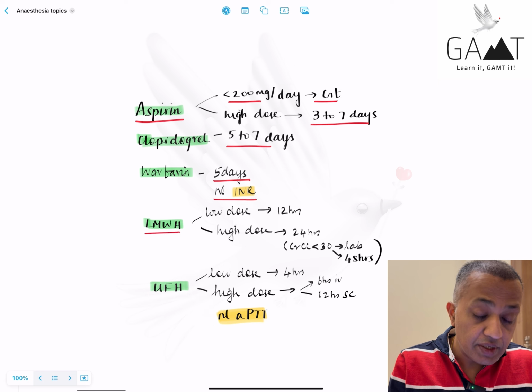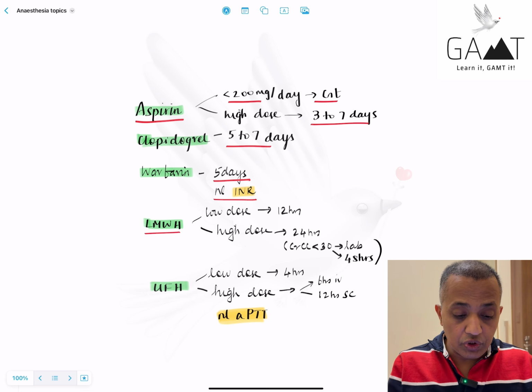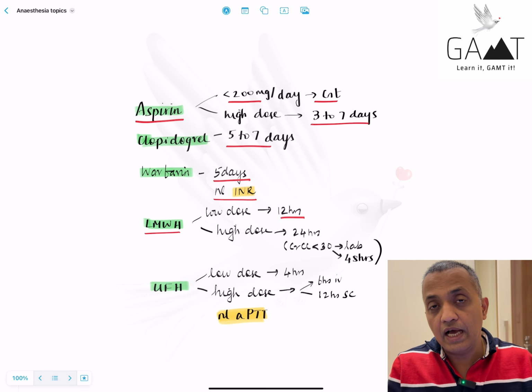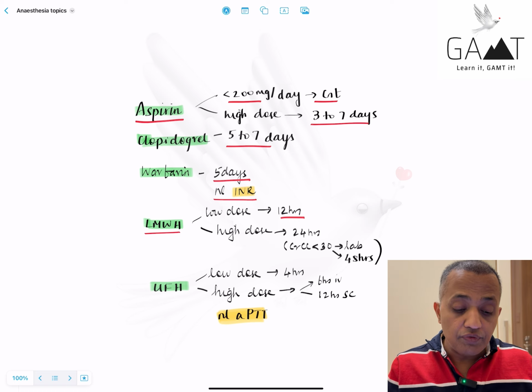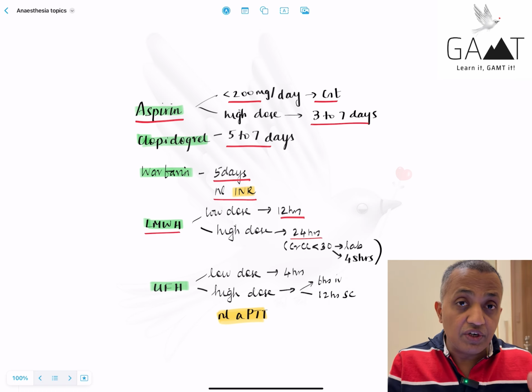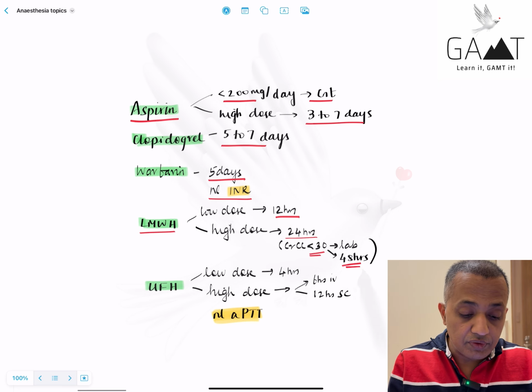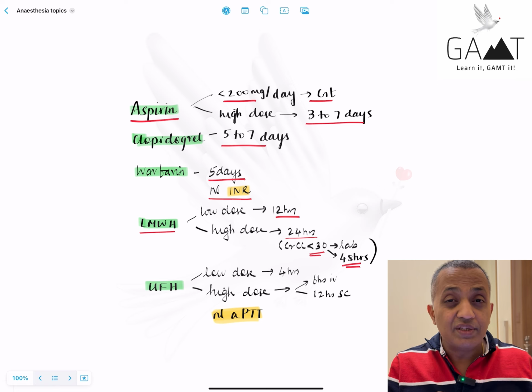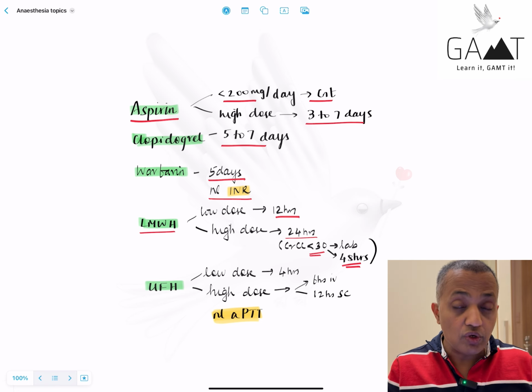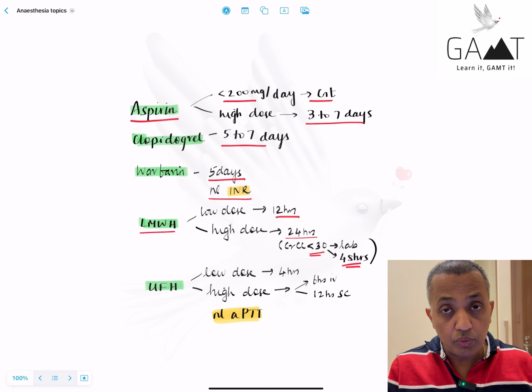Low molecular weight heparin: if they are on a prophylactic dose, which is low dose, you need to wait for 12 hours from the last dose to do neuraxial nerve blocks. If you're using a high, therapeutic dose, you need to wait for 24 hours. If the creatinine clearance is below 30, remember this 30 is going to come back again later, you need to wait for 48 hours, almost double the time. So when the creatinine clearance is very much impaired, especially with low molecular weight heparin, your duration almost doubles.